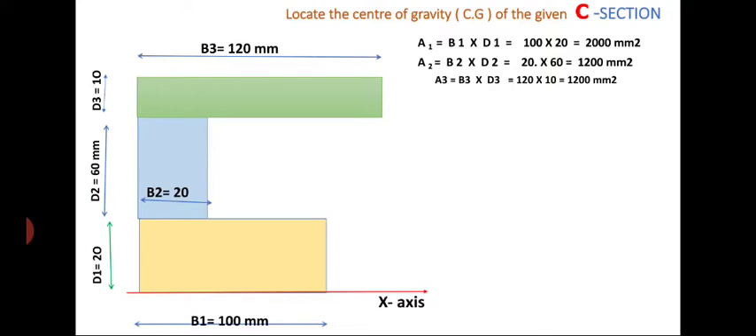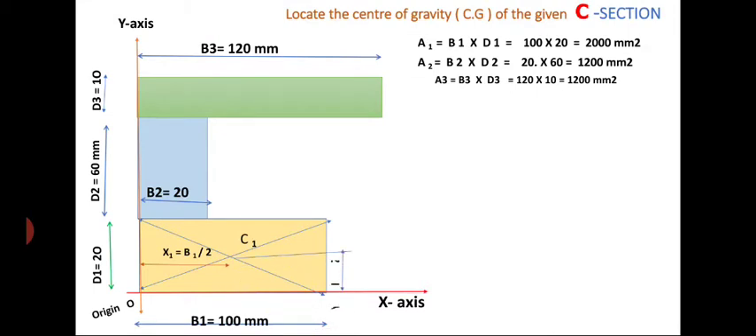Now the x-axis, y-axis, and origin O. Now I am drawing the diagonals to locate the individual centroids. C1 is the centroid of the bottom rectangle at a distance of x1 from the y-axis and y1 from the x-axis. Here x1 equal to base by 2, y1 equal to depth by 2, D1 by 2.